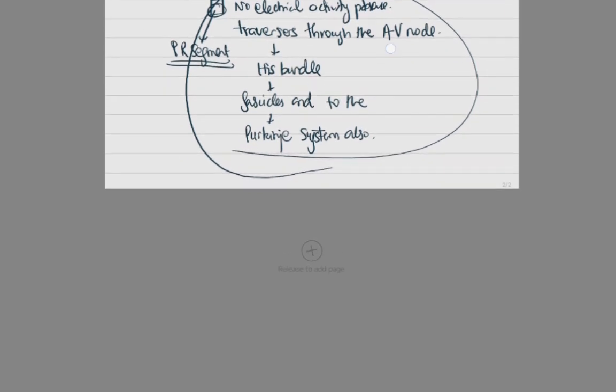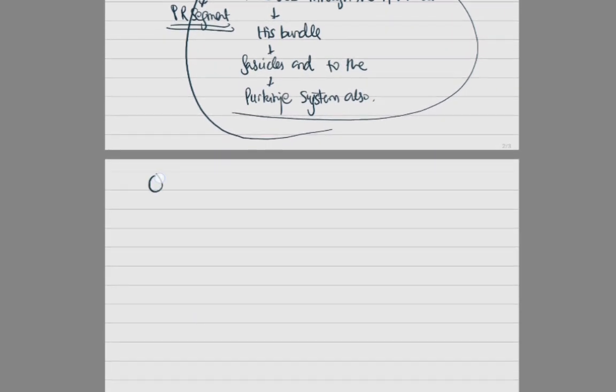So now we'll discuss more about the QRS complexes in the next video of the ECG series. So until then, wait for the next video.